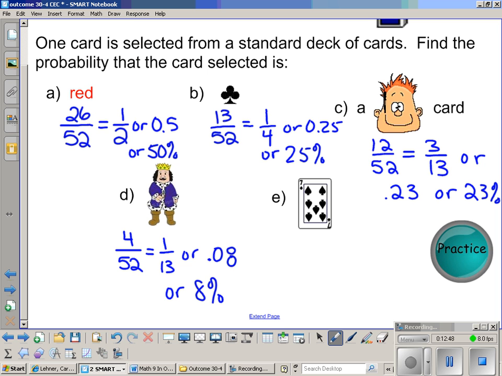And the last one, the 7 of spades. There is only 1 7 of spades in a deck of cards. So we can write it as 1 out of 52, or we can write it as 0.02, or 2%. So probability will always be between 0 and 1. You can write them as fractions, decimals, or percentages.